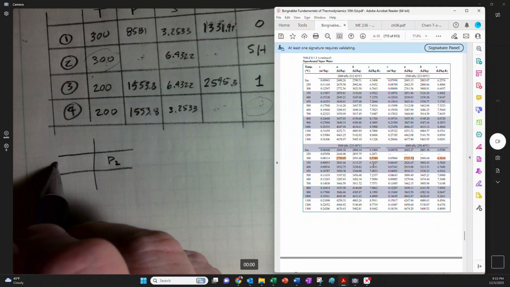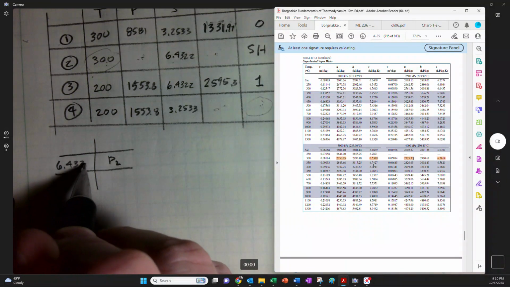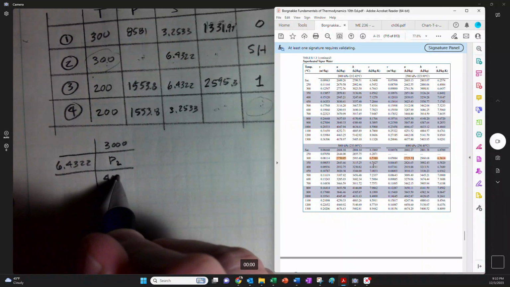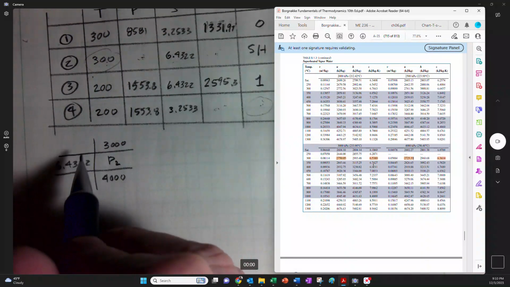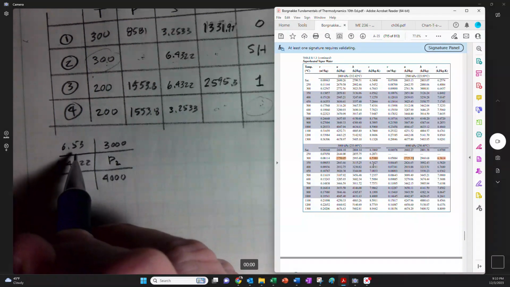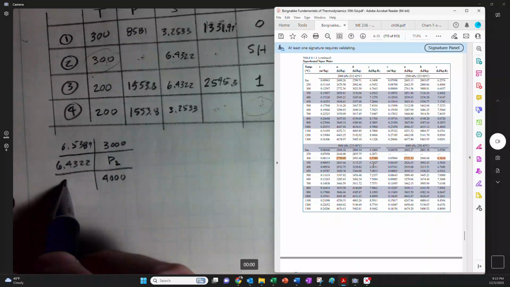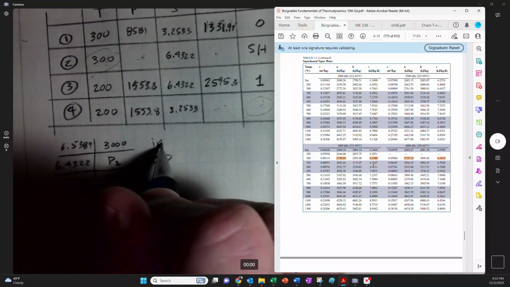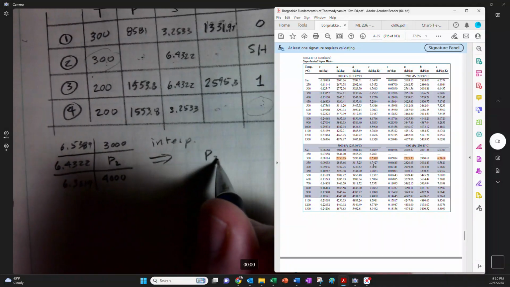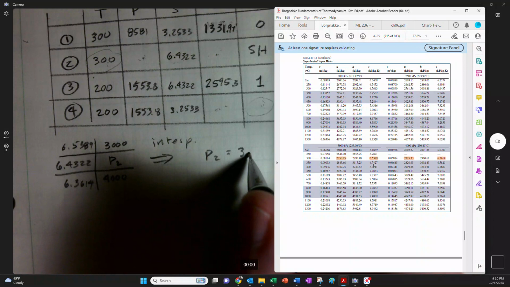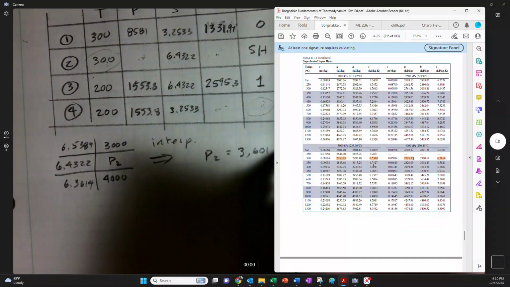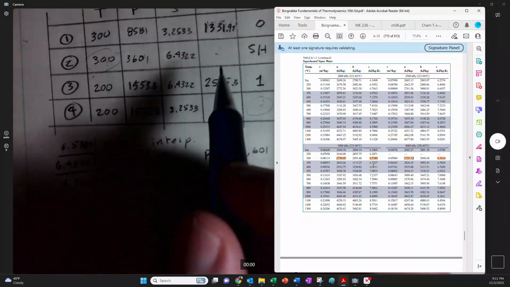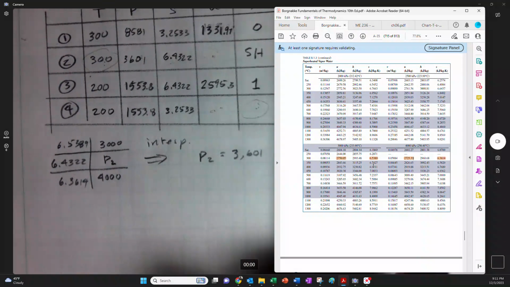And so we're starting out knowing 6.4322, and above that is going to be 3,000, and below it, or I say below it, it's actually above numerically, 4,000. And so we would say we have 6.5389, and then here we would have 6.3614. And if we do the interpolation, we would get that P2 is equal to 3,601. And that's just a good thing to know. 3,601. Good enough.